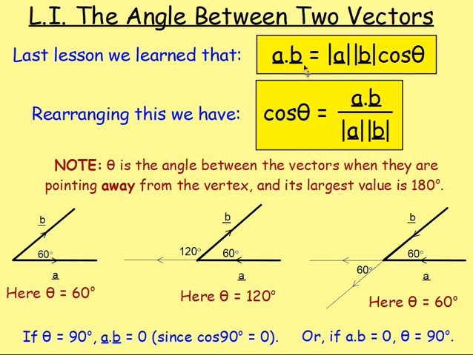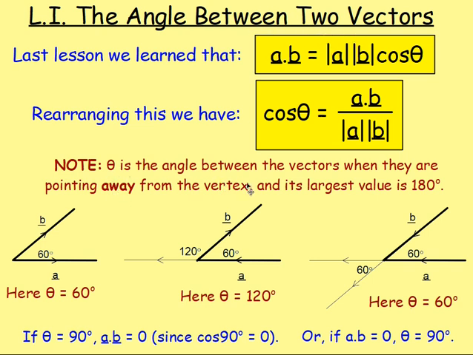From there, well, we had that formula, a dot b equals the magnitude of a times the magnitude of b times cos theta. If we rearrange that, we end up with cos theta equals a dot b over the magnitude of a times the magnitude of b. And what that lets us do is work out the angle between two vectors.